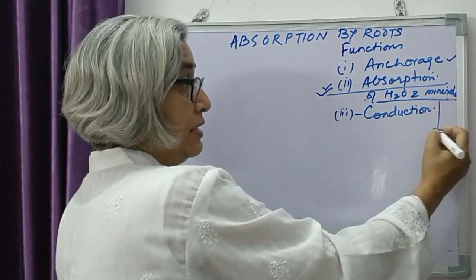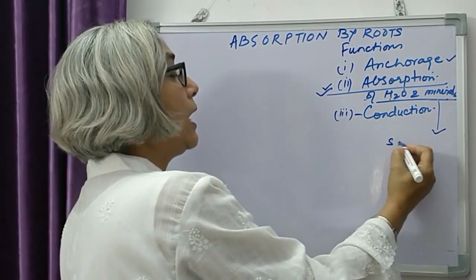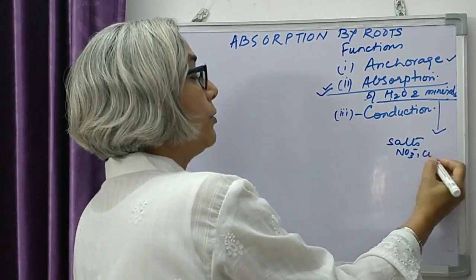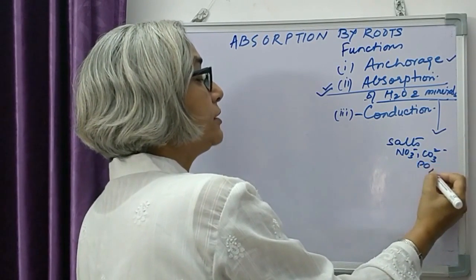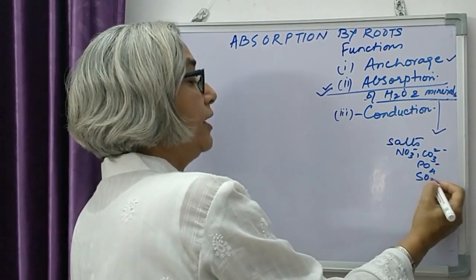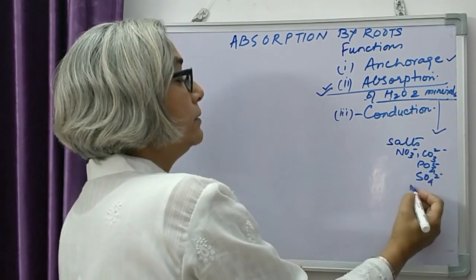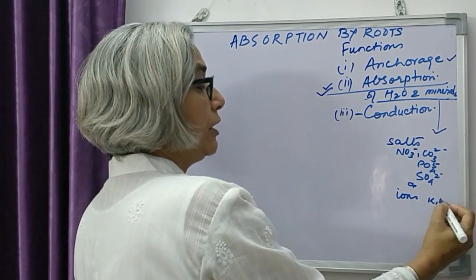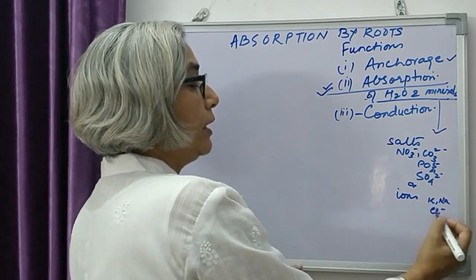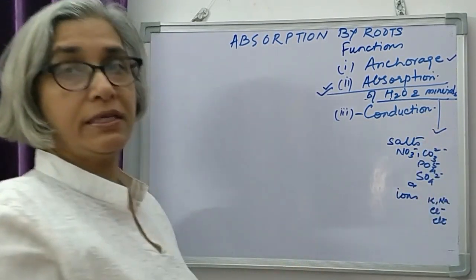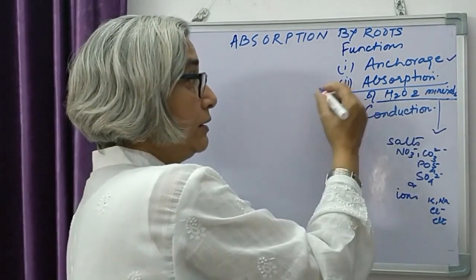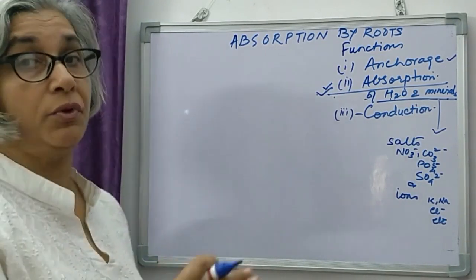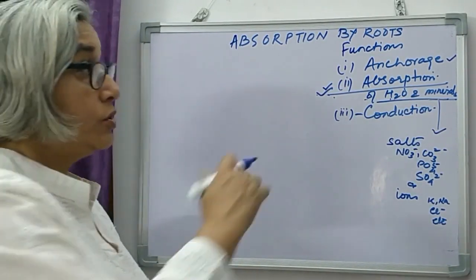Now, these minerals are absorbed by the plant either in the form of salts, let us say nitrates, carbonates, phosphates, sulfates, and simply as ions like potassium ion, like sodium ion, like chloride ions, etc. I am just giving you a few examples. So, these are the things that are needed by the plant and they have to be absorbed from the surrounding soil particles. So, this is one.